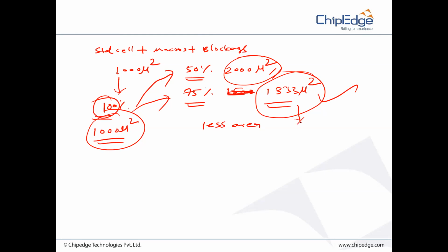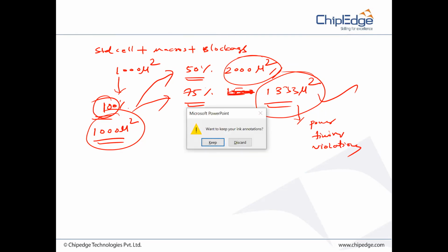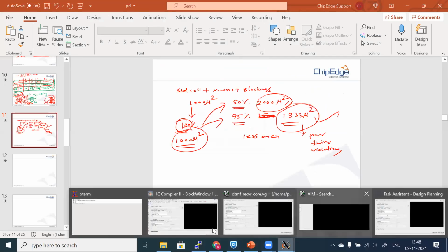But this should meet all other things also, like power and area he has met, timing also. Violations should be less. Is that clear, guys? Getting things? Yes, sir. So this is how the core utilization will affect your design. Now I'll show you what that core utilization is, and I'll stop here.